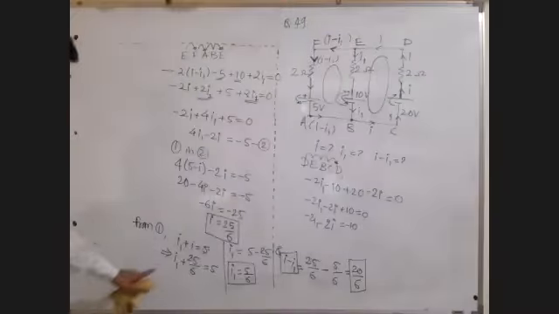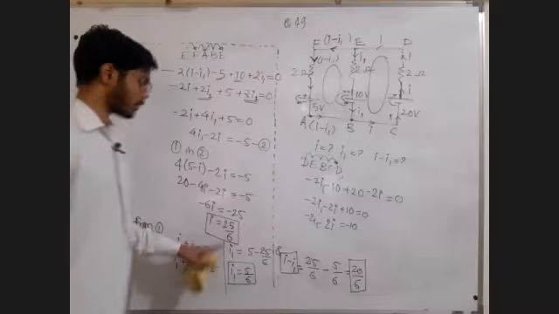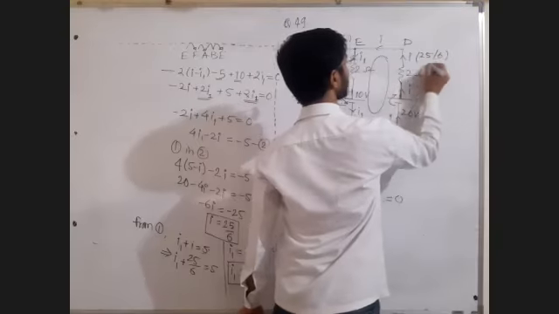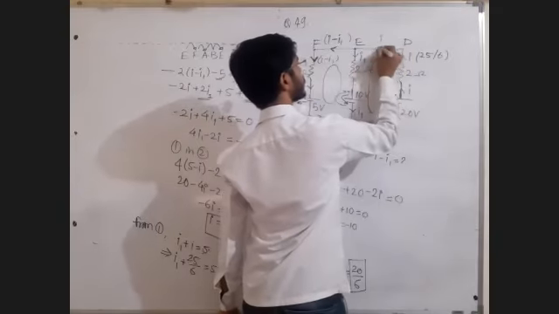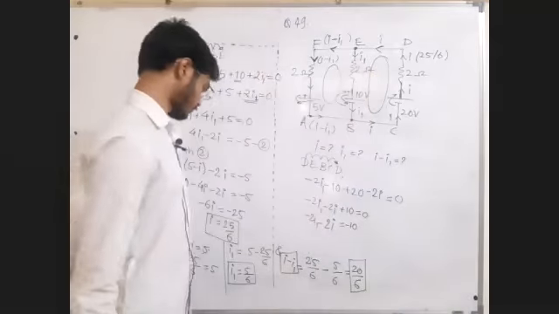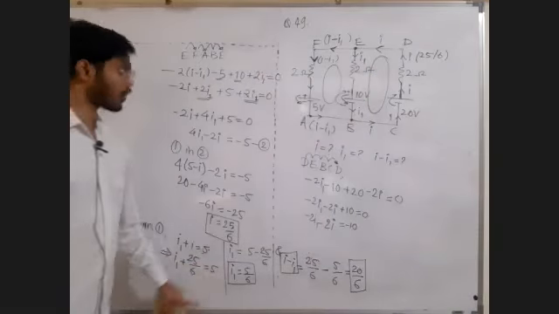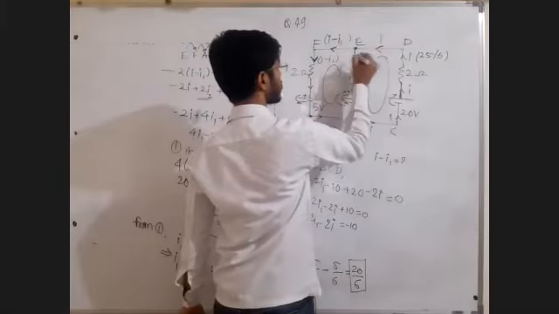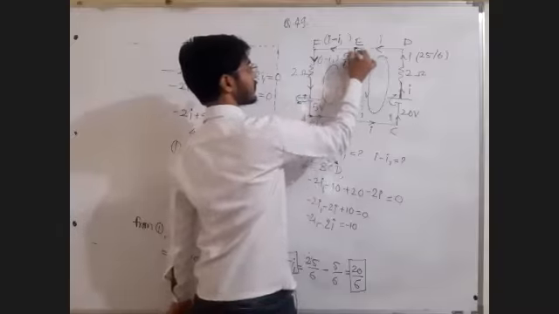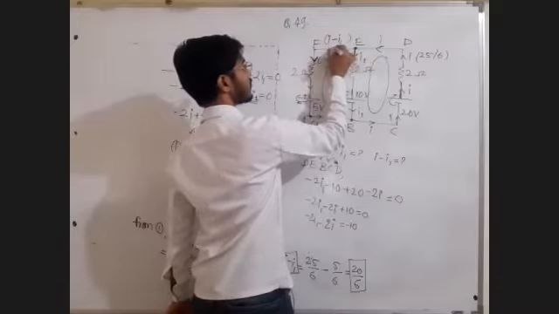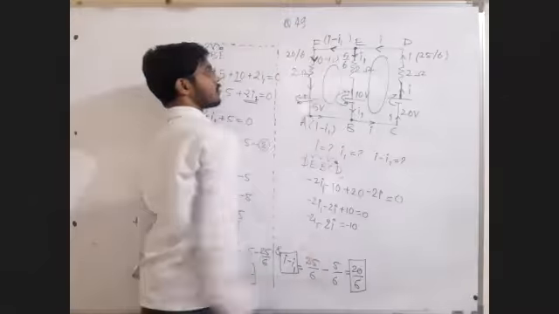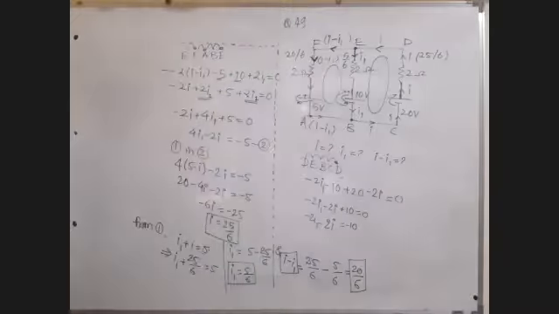So what is current I? 25 upon 6. Out of this 25 upon 6, when this current comes here, I1 current will go here. I1 is equal to 5 by 6. This downward current is equal to 5 by 6. 5 by 6 current will go like this, and the remaining current 20 by 6 will flow like this. That's my answer. Reply me in the chat box, yes or no.